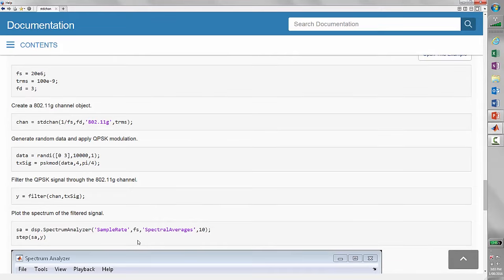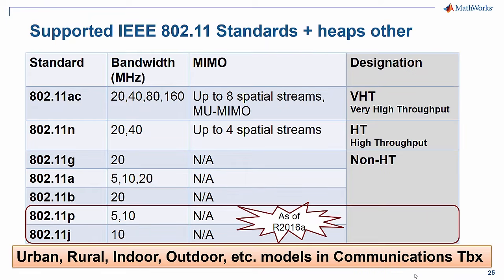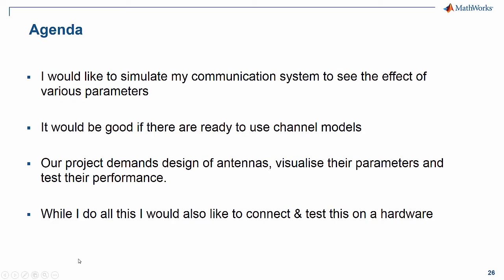So WLAN System Toolbox in association with Communications System Toolbox will give you access to lots and lots of channel models which you can readily use. And in fact, we are continuing to update these toolboxes, or whatever toolboxes we have, at most every release. One of these updates for WLAN System Toolbox was the addition of 802.11p and 802.11j channel models as well.